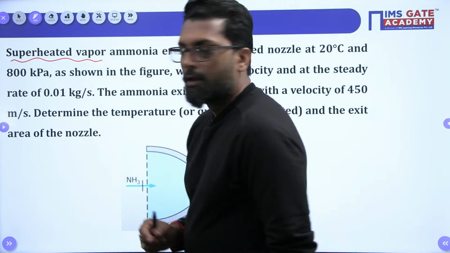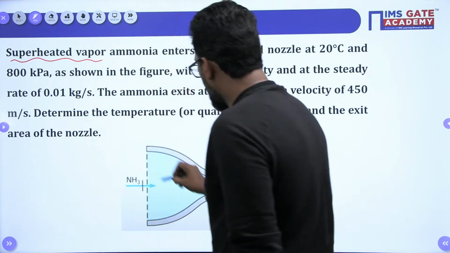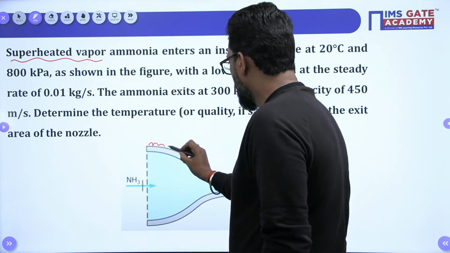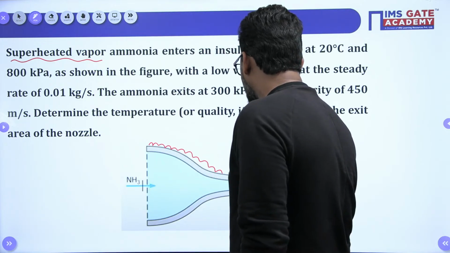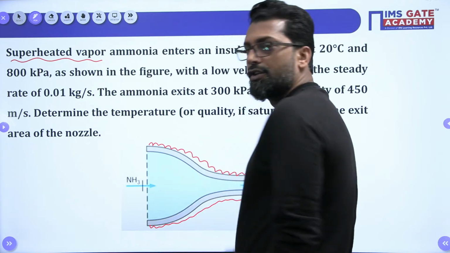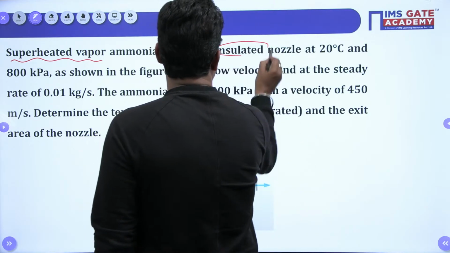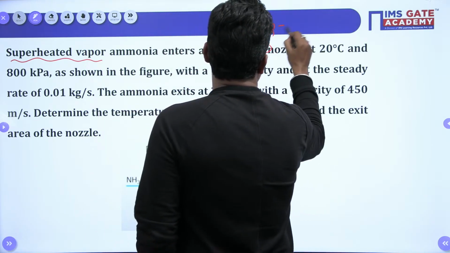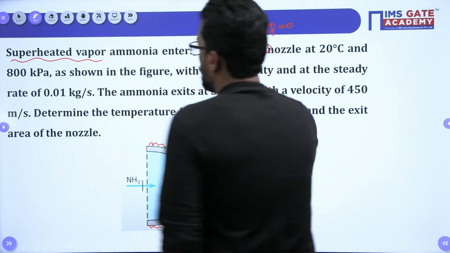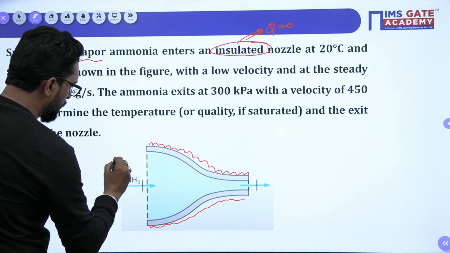Okay. Now, superheated vapor of ammonia enters the insulated nozzle. This is a nozzle, and this nozzle is insulated. That means there is no chance of heat transfer. It is given that this is insulated, so heat transfer is 0. Now, see, superheated ammonia enters, so this entry is superheated.